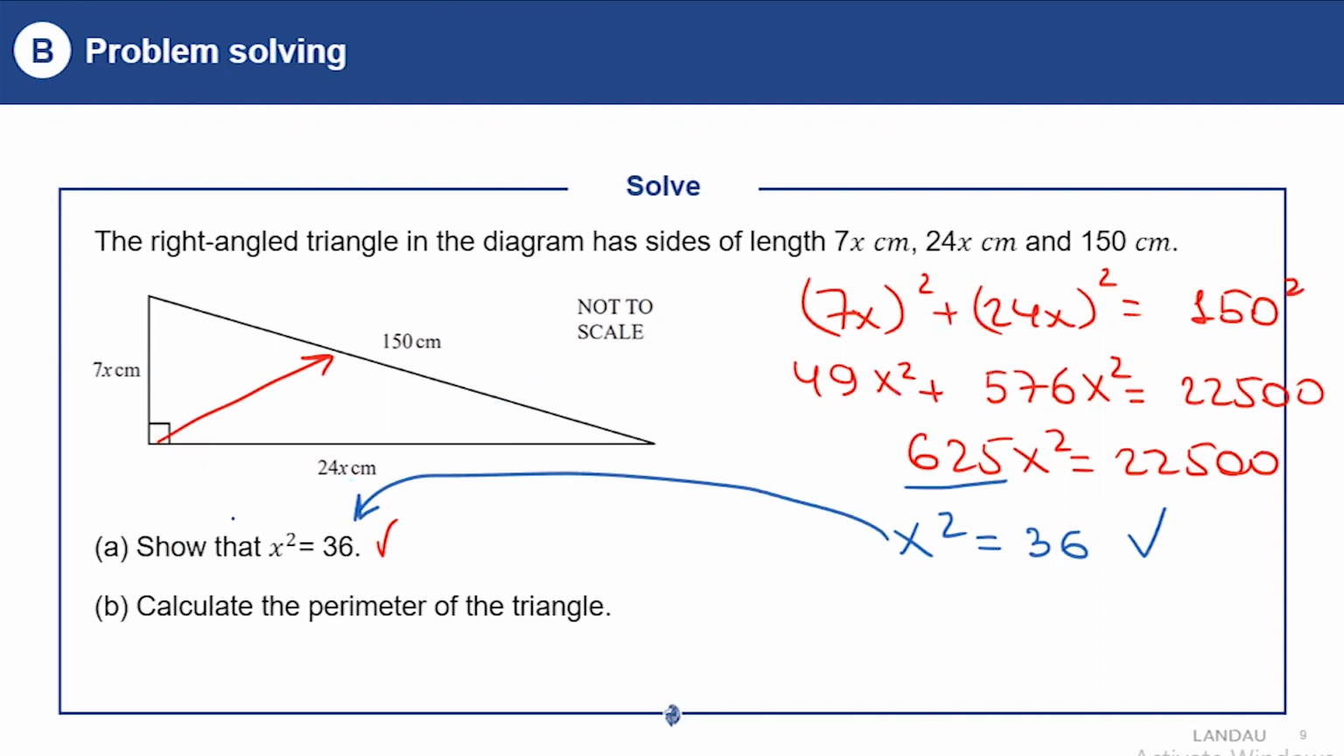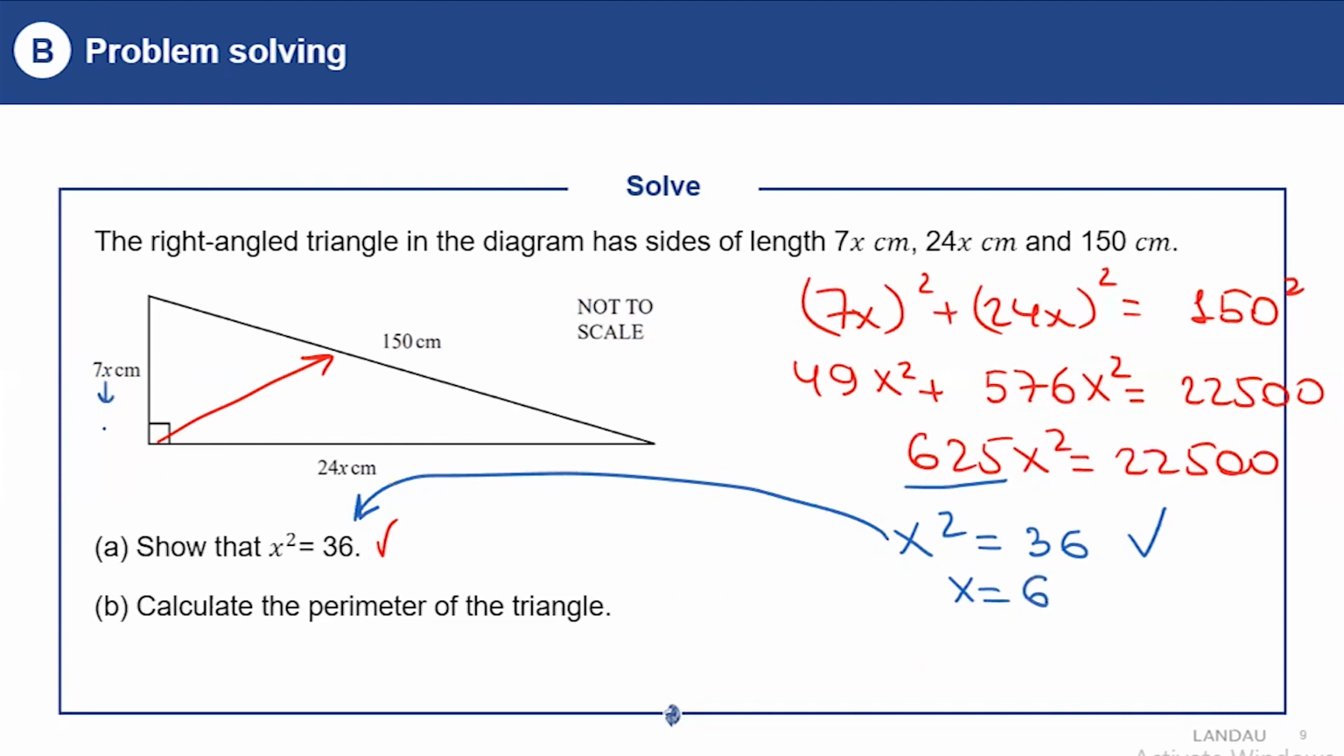But in the B part, we need to calculate the perimeter of this triangle. But if you want to find the perimeter, firstly, I need sides. I need exact values of the sides. And of course, we need to find the x here. X squared is 36, so we can easily find that x will be plus minus 6. But again, we don't take negative values. So x will be 6.